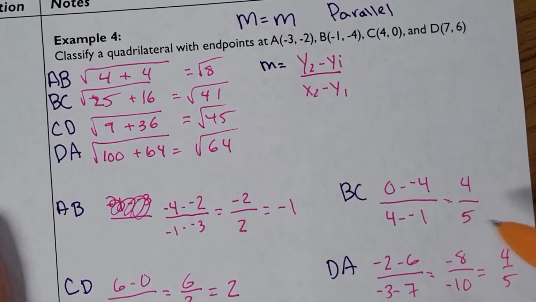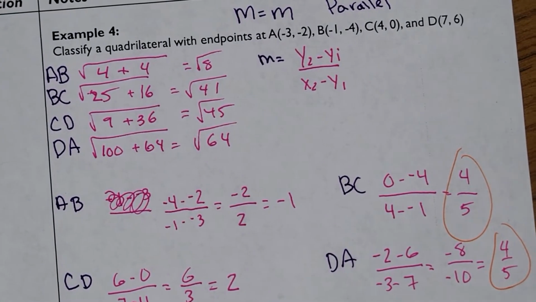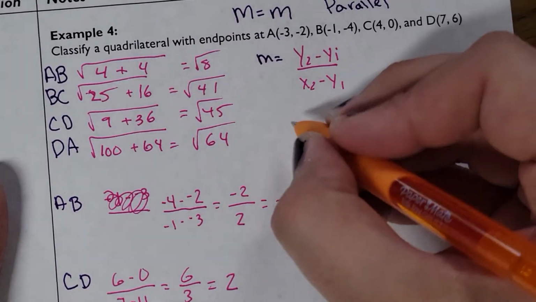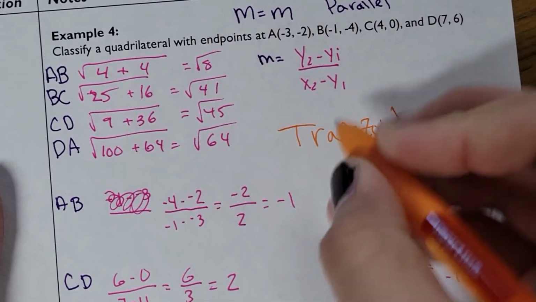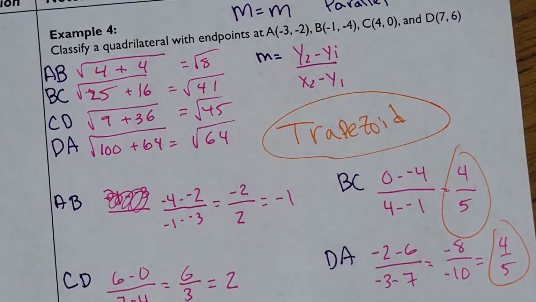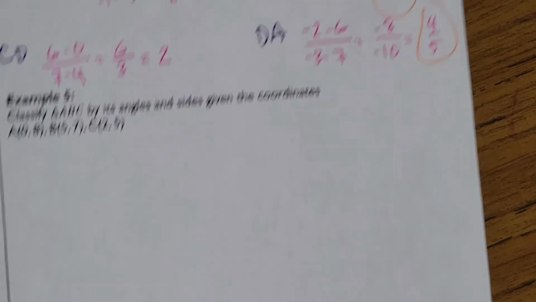Ooh, look at that. These two slopes are equal, which means there are parallel sides. So this shape is going to be a trapezoid. If none of those were equal, again, we would have just put quadrilateral, and that's it. So there is that example 4. All right, on to example 5.